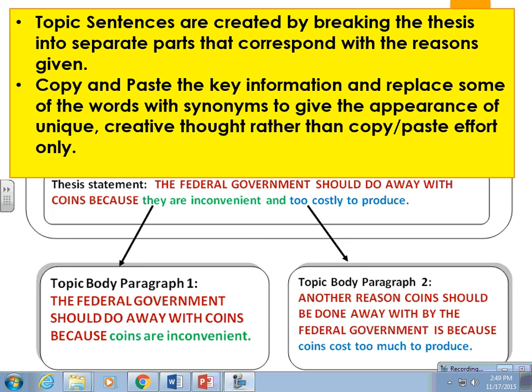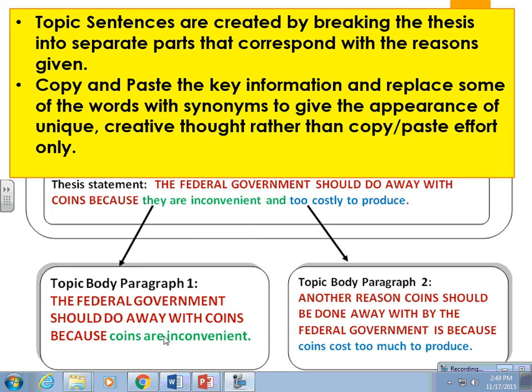Take a look here at the screen and see, here a topic sentence for body paragraph 1 reads, the federal government should do away with coins because coins are inconvenient. Note that the green information in my topic sentence corresponds with the green information in my thesis. See how that comes from that? Now I did replace the word they with coins, changed it around just a little bit.